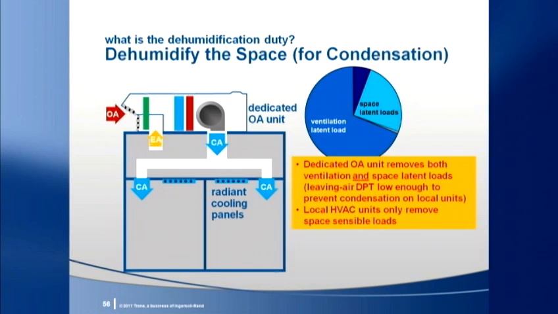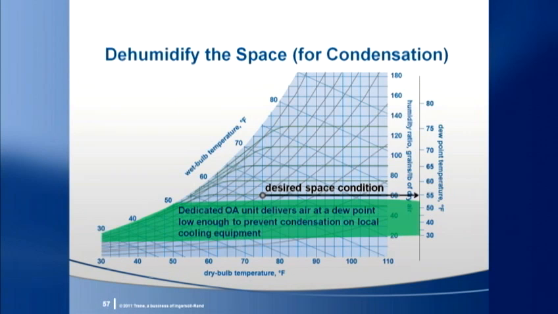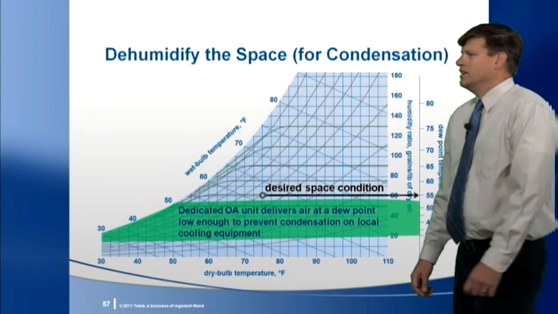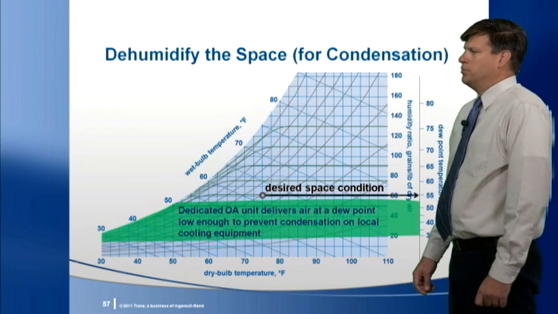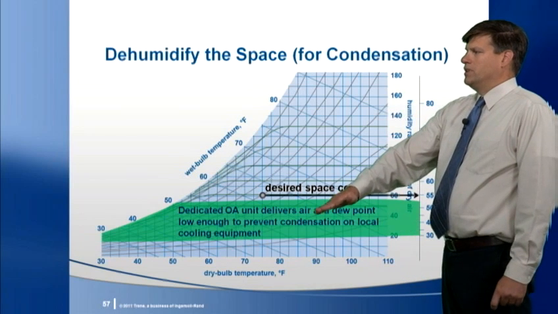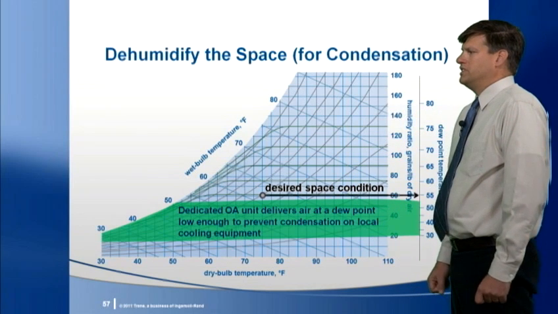An example of this is when chilled beams or radiant panels are being used for space cooling. In this case, the dedicated outdoor air unit is designed to remove both the ventilation load and the space latent loads. Well, in this case, it dehumidifies the air to a dew point that is dry enough to keep the space dew point below the surface temperature of these devices to prevent condensation. In the case of radiant cooling or chilled beams, the space dew point is kept below the chilled water temperature delivered to these devices.